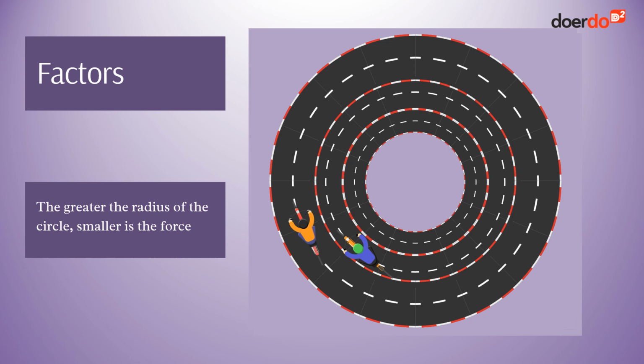So next, the greater the radius of the circle, the smaller the force. If you look at this person over here, it is very far, right? It's further away from the center. So it is A, and A will have a greater radius, as compared to B, which is this person here. So B has a smaller radius. So if the radius is greater, then the centripetal force is smaller.